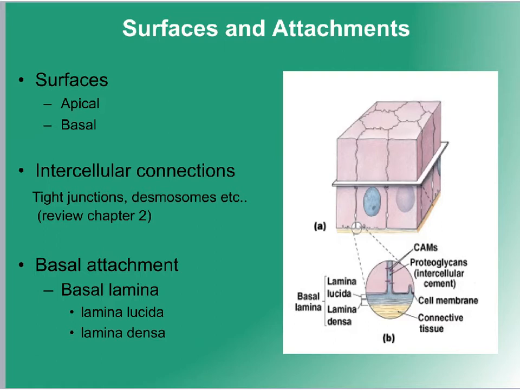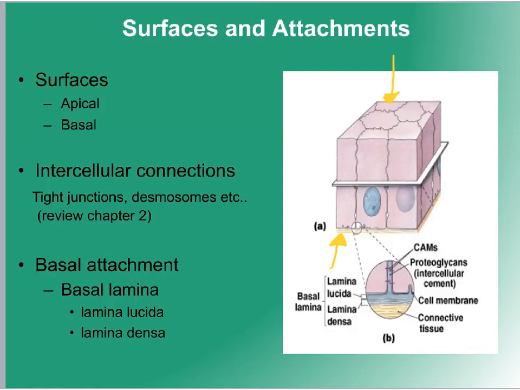So I want to expand a little bit on the surfaces of epithelial tissue and also how these cells are attached to one another. If we look at the top picture, let's understand the surfaces first. This would be the apical surface of the tissue, and this would be the basal surface. You're probably like, well, Bridget, how do I know the difference? Well, let's consider where we find epithelial tissue.